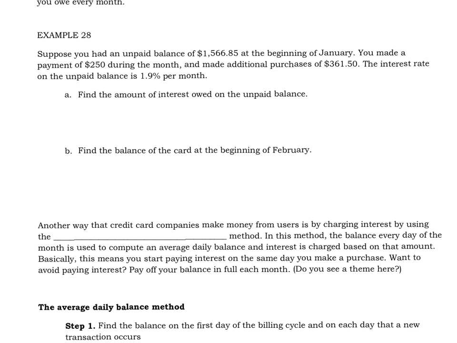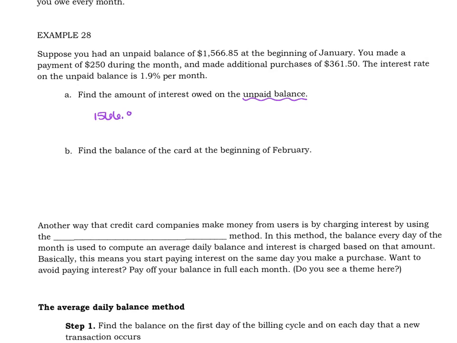So let's take a look at this one here. You have an unpaid balance of $1566.85 at the beginning of January. So that's the amount that you didn't pay off. And then during the month, you make a payment on your credit card and you buy some more stuff. And the interest rate on the unpaid balance is 1.9% a month. So first thing, find the amount of interest owed on the unpaid balance. So this unpaid balance is the balance that you owed at the beginning of January.